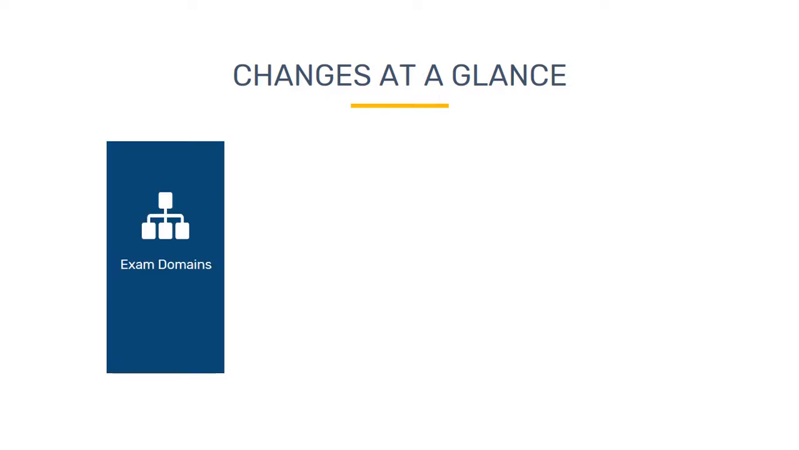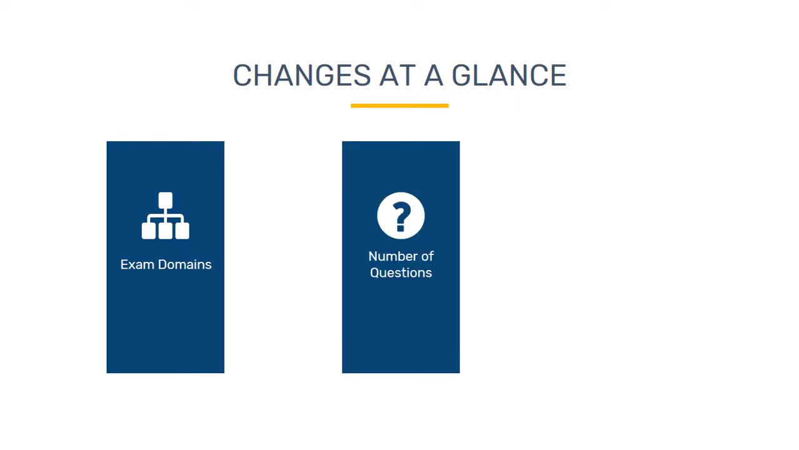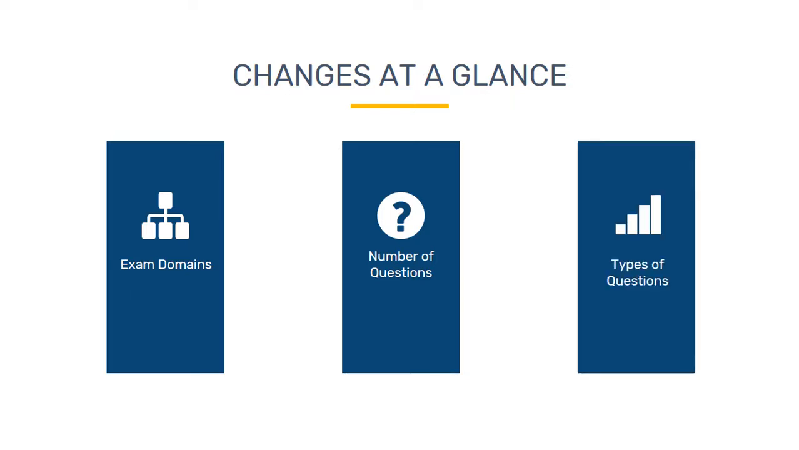At a glance, there are three things that have changed in the new PMP exam. Number one is the exam domains. In the old version of the PMP exam, there were 5 domains, or the process groups, from which the exam taker was rated. But in the new version of the exam, there are 3 main domains, which we will discuss in the next slides. Next thing is the number of questions, which is reduced to 180 questions. In the previous versions, this number was 200 questions. And the last one is the types of questions.